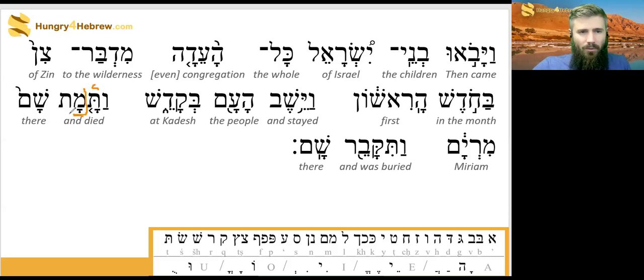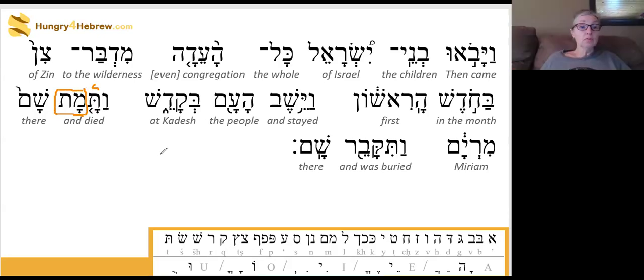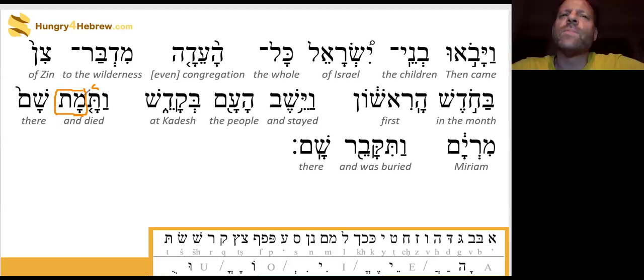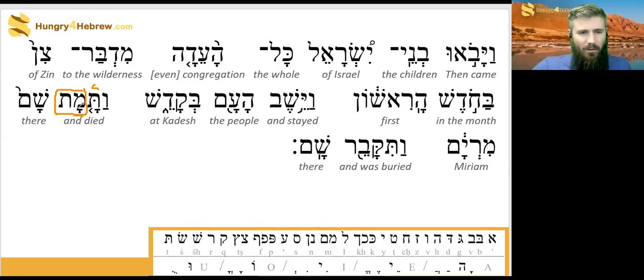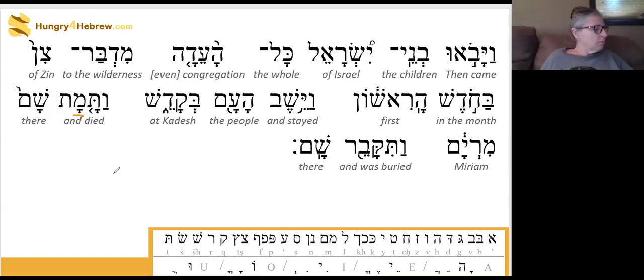Vatikaver sham. This little symbol tells you to put the stress here. That means you have a closed, unstressed syllable. How do you pronounce this word? Vatamot. Exactly. That's a kamatz katan. So this here at the end is a kamatz katan. The reason there's an O vowel in this verb is because the root is mut, and the original vav is preserved only as a short vowel here. Vatamot, that's right.